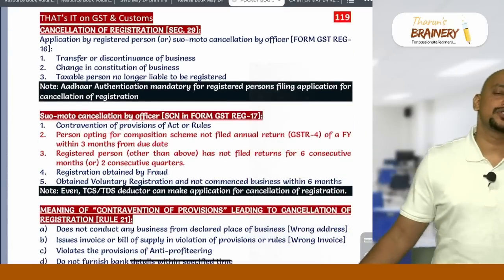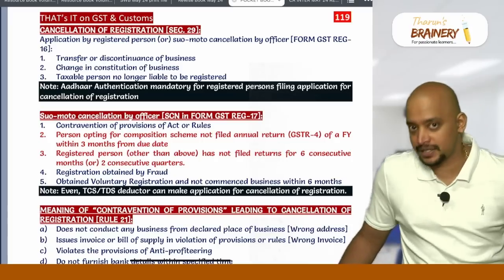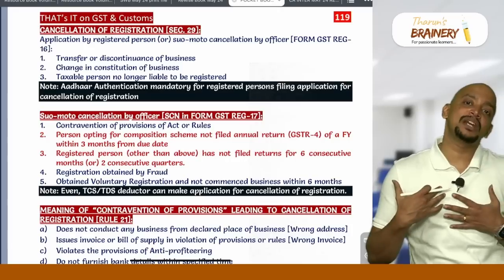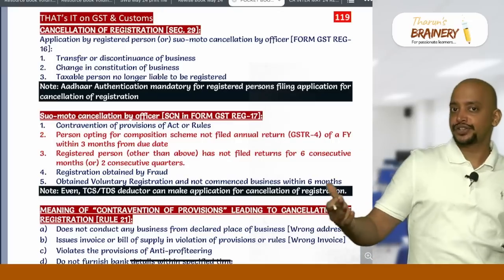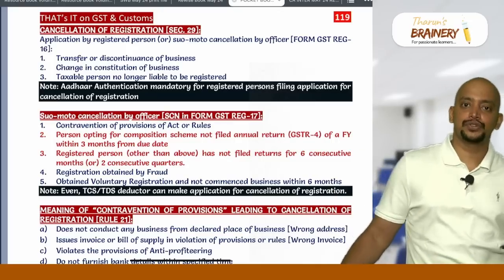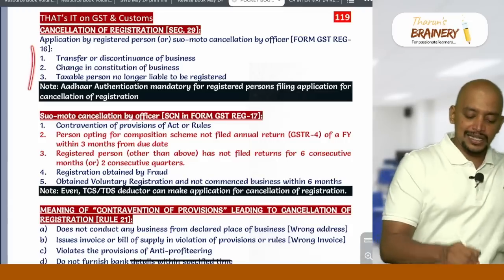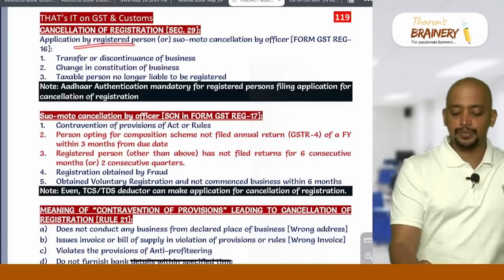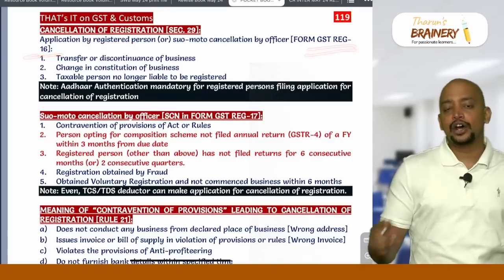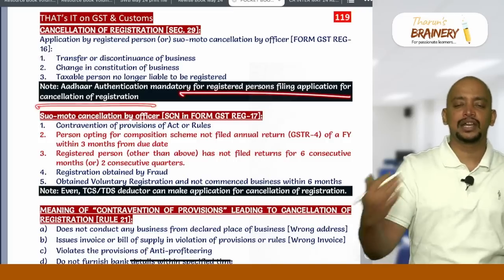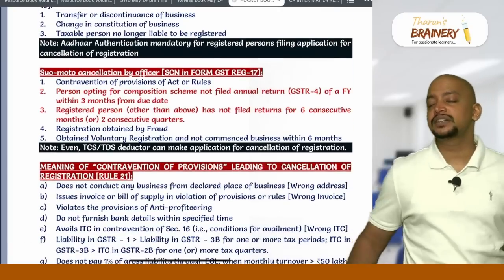Then section 29 talks about cancellation of registration. There are a total of 8 situations where the registration of a person can be cancelled. In that, in the first 3 cases, the application can be made by the registered person or the officer can initiate cancellation suo motu. That is in case of transfer or discontinuance of business, or in case of change in constitution resulting in change in permanent account number, or the person is no longer liable to be registered. So in these 3 cases, either the application can be made by the registered person or suo motu by the officer, and the form for application for cancellation is REG 16. Aadhaar authentication is mandatory for a registered person making an application for cancellation of registration.